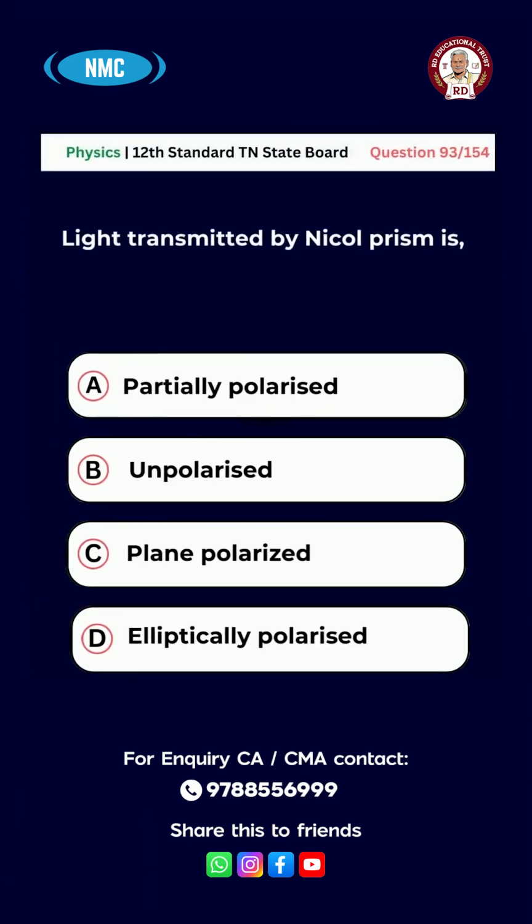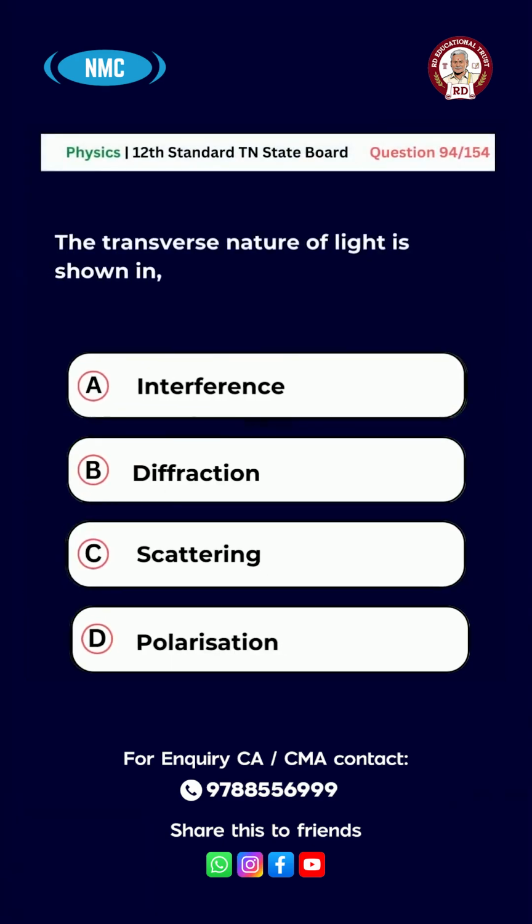Question number 93. Light transmitted by a Nicol prism is option A, partially polarized, B, unpolarized, C, plane polarized, D, elliptically polarized. The right answer is option C, plane polarized. Question number 94. The transverse nature of light is shown in option A, interference, B, diffraction, C, scattering, D, polarization. The right answer is option D, polarization.